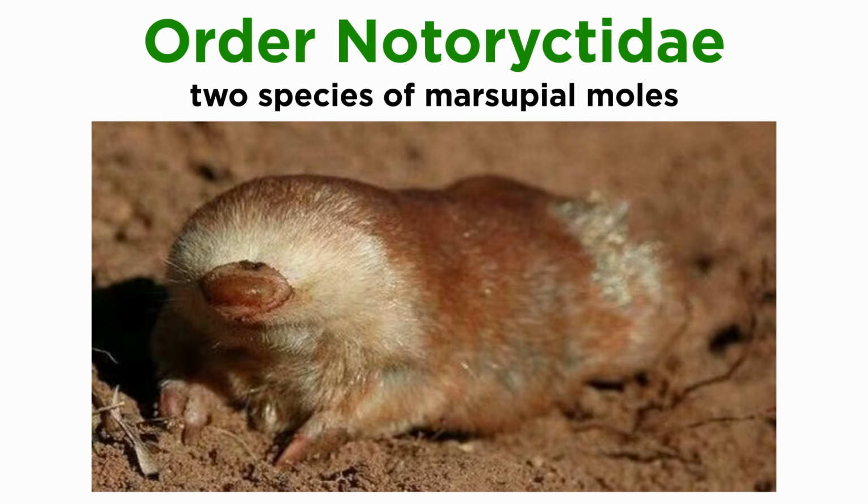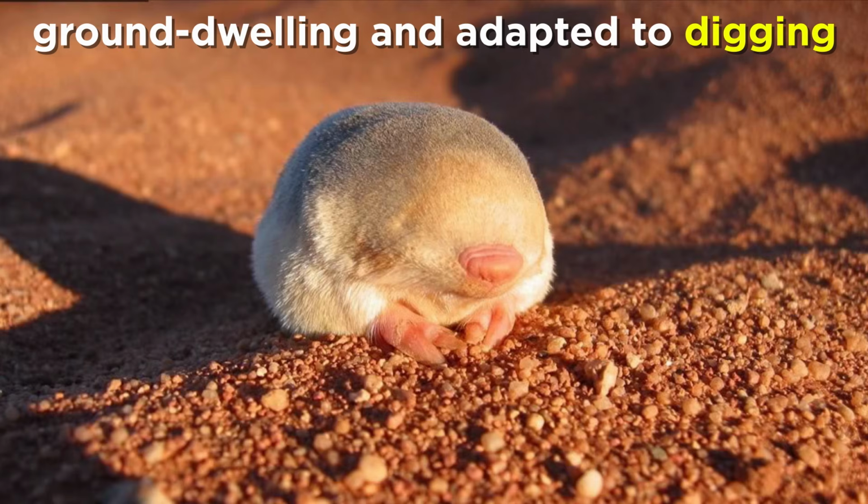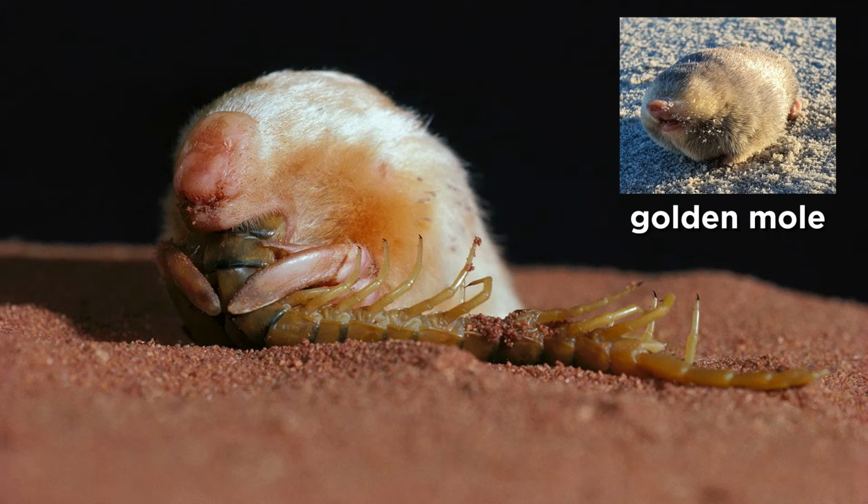In contrast with the diversity of the diprotodonts, order Notoryctemorphia includes just two extant species of marsupial moles, which are ground-dwelling animals adapted to digging. These are morphologically very similar to the placental golden moles, to which they are not closely related. An excellent example of convergent evolution, where unrelated species independently develop analogous traits, adapting to similar ecological niches driven by selective pressures, not shared ancestry.